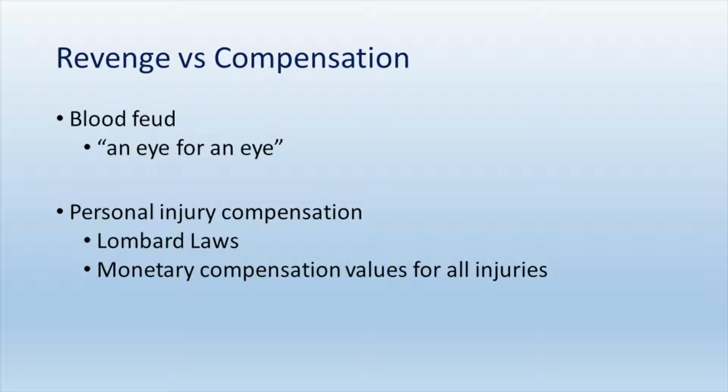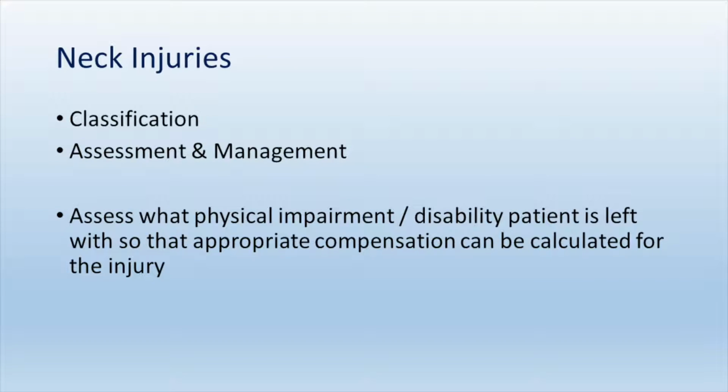And as we've become civilized, we've moved away from the blood feud to personal injury compensation. Initially, individuals used the Lombard laws where there was specific monetary compensation for various injuries. We've heard excellent talks earlier in the session about how to classify neck injuries, how to assess them and manage them appropriately. What I would like to share with you is how we assess the physical impairment and the disability that the patient is left with so that we can allow the lawmakers to come up with appropriate compensation.